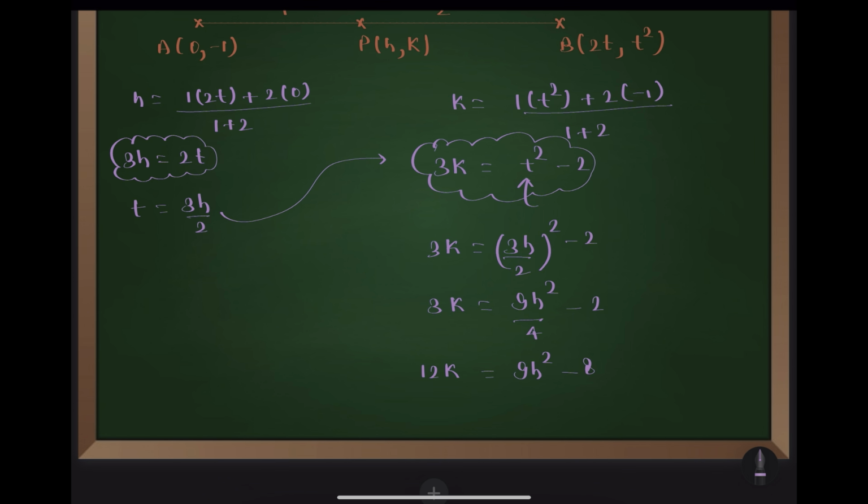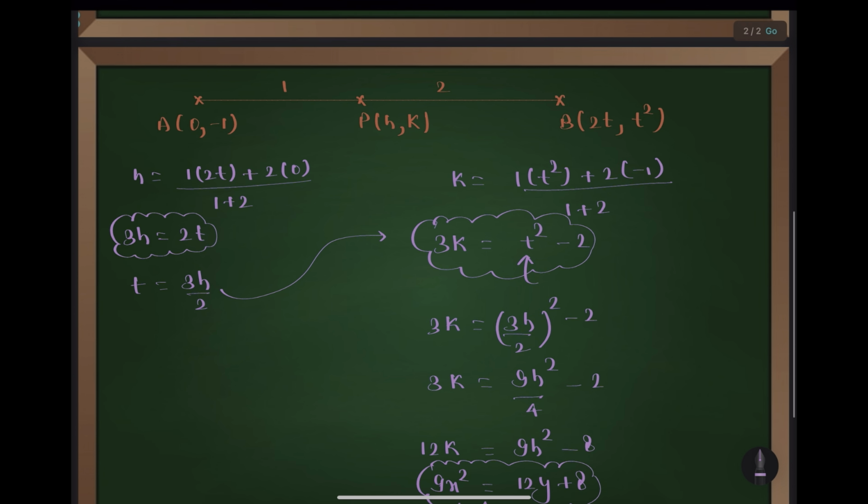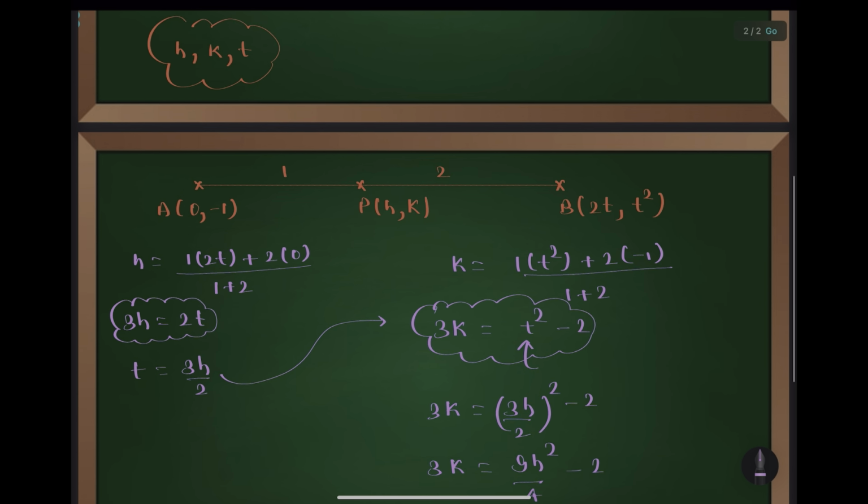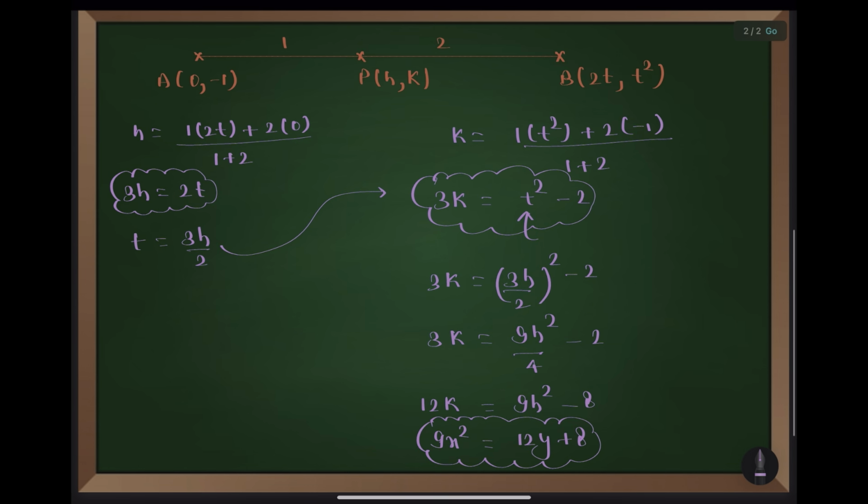Now we have already removed t. Now we have to replace h and k. We will replace h with x and k with y. So 9x square equals 12y plus 8. So this is the equation of the curve. It is the locus of a point which divides the line segment joining the point this and this in the ratio 1 is to 2. I hope you are comfortable with the explanation.